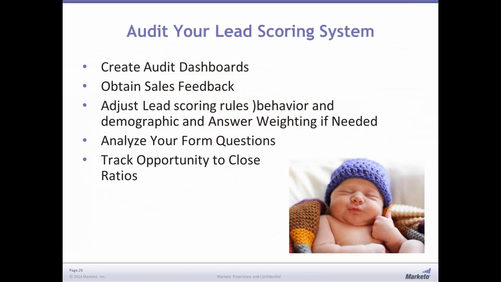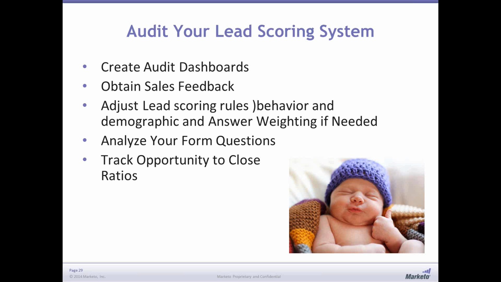And what does it mean? In revisit, you should audit the entire system one more time and obtain sales feedback on lead scoring rules, whether behavior or demographic, and just see where you can tweak it. Analyze your form's questions. We talked about demographic or the attribute information you capture. So maybe you're missing some attributes. You think, yeah, you should know one more thing about your prospect or buyer. So think about those and add them to the form.